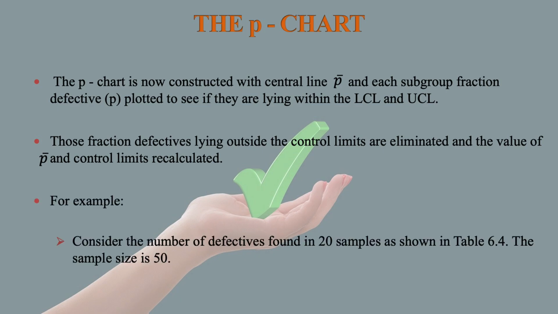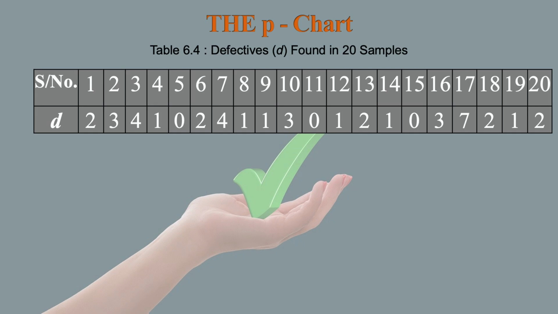For example, consider the number of defectives found in 20 samples as shown in table 6.4. The sample size is 50. This is a table showing defectives D found in 20 samples. So dear learners, how many samples are there? There are 20 samples and D is the number of defects in each sample, which is given in this table.